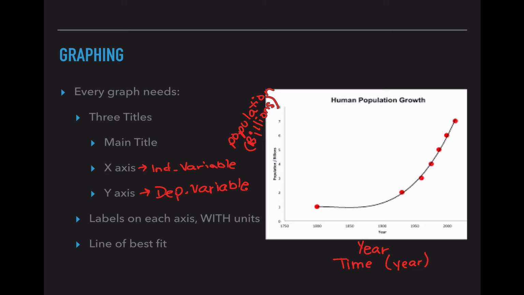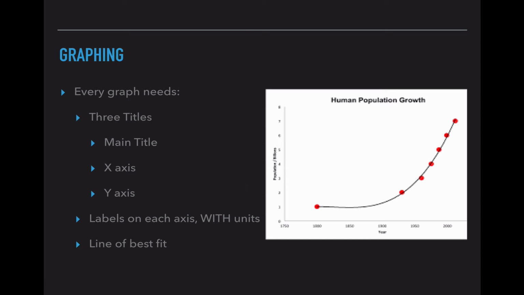Okay, so you always have to ask yourself, what am I controlling as a scientist, and what am I measuring as the outcome? The one you control is the independent variable. The one you measure is the dependent variable. In addition to those 5 things, main title, x-axis title, y-axis title, units on the x-axis, and units on the y-axis, you also have to include a line of best fit.